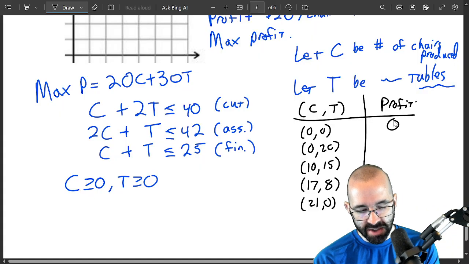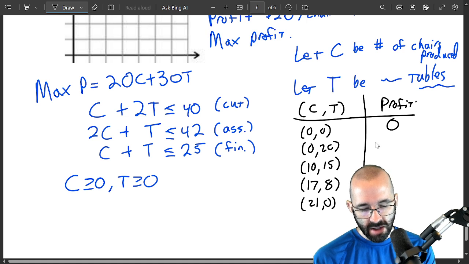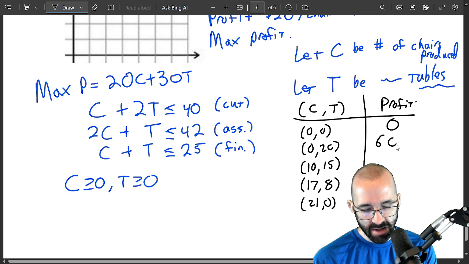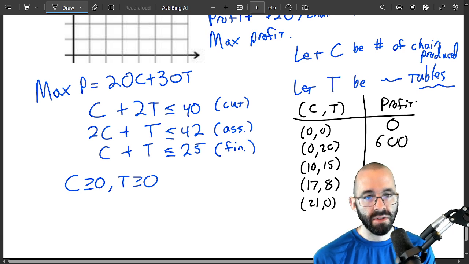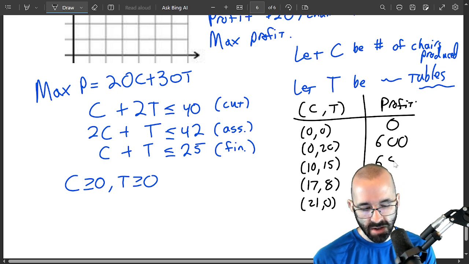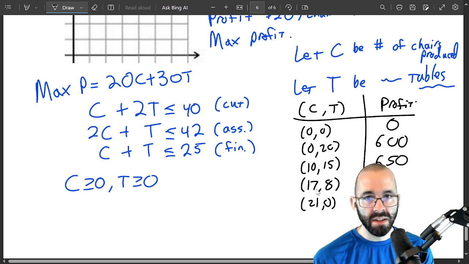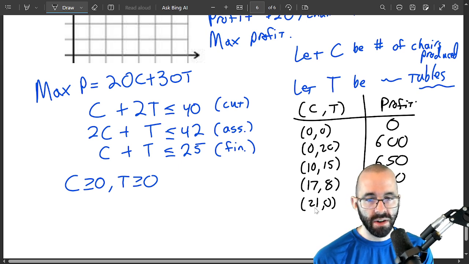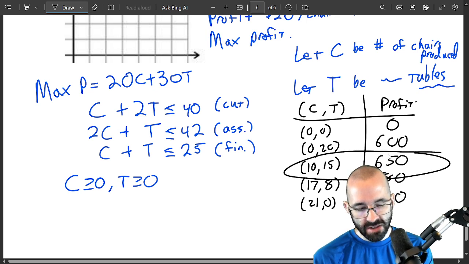So the profit, well, it's going to be 0 for this one. For 0 chairs at 20 profit, and 20 tables at 30 profit, this one's going to be 600. This third one's going to have 200 of profit and 450 of profit, so 650. The next one's going to have 340 from chairs and 240. 340 plus 240 is 580. And this one over here will have 420 profit from the chairs. So the winner, 10 chairs, 15 tables.